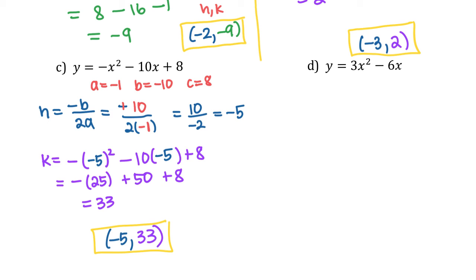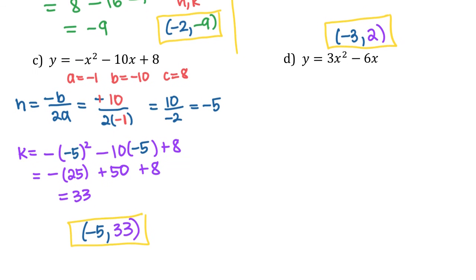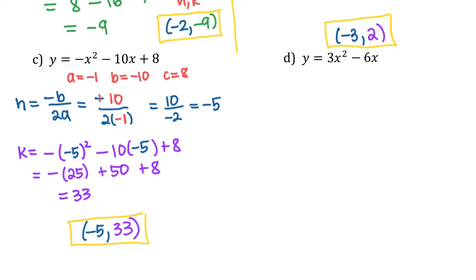Okay, let's do one more. It says, for d, y equals 3x squared minus 6x. Okay, I'm going to go ahead and find my a, b, and c. So a is 3, the coefficient of x squared, b is -6, c is not there. So c is 0, which happens sometimes. It's okay if you get a 0 for the b or the c. It occasionally happens. Okay, I'm going to go ahead and rewrite the formula.